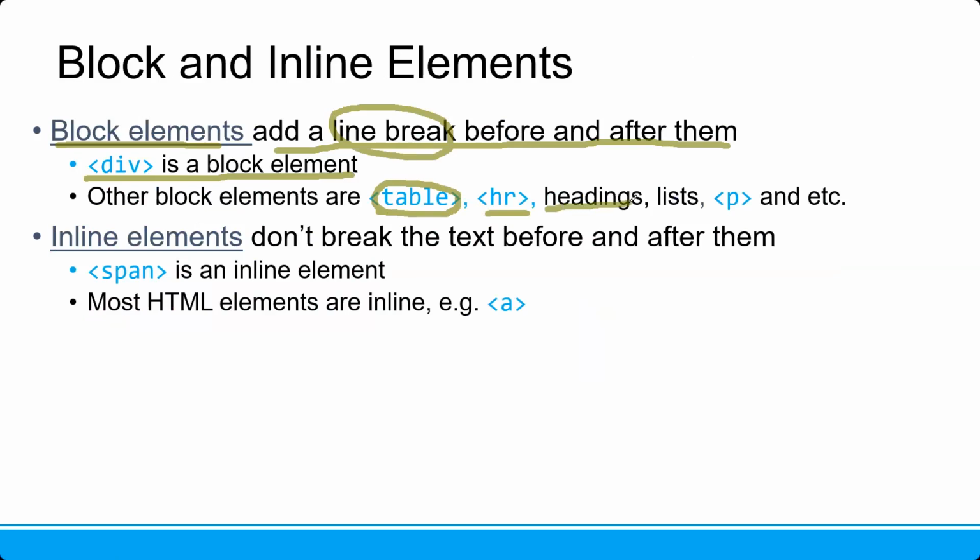Heading is also a block element. So after you create a heading, it will go to the next line automatically. List is also another block element. After you create a list, you will go to the next line. Table, paragraph, and so on.